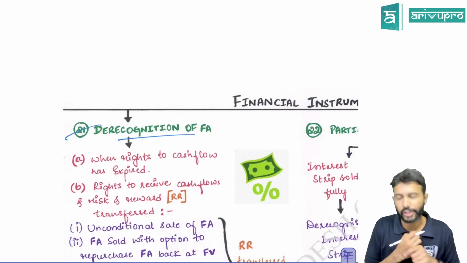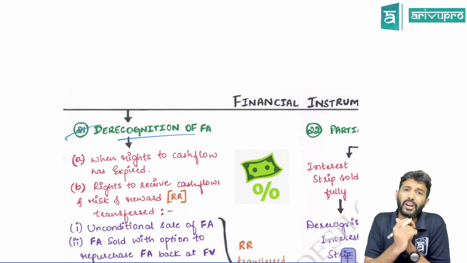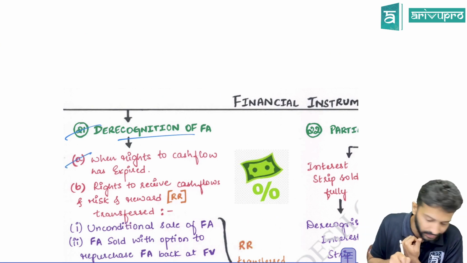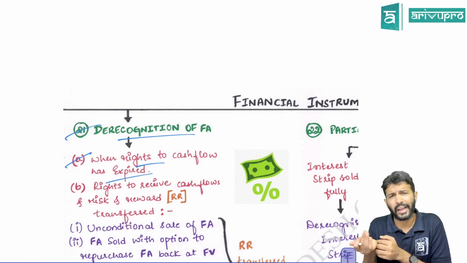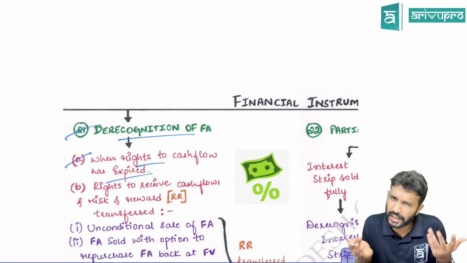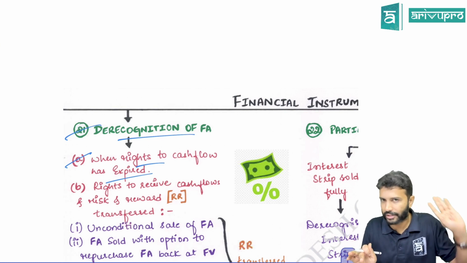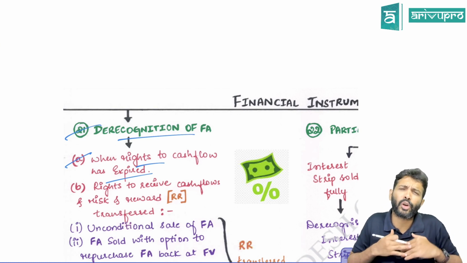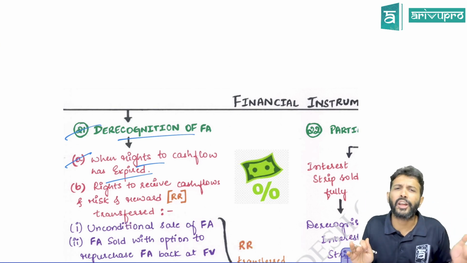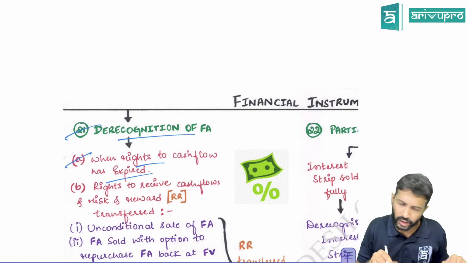Then derecognition of a financial asset. When will you cancel a financial asset? One, if your contractual right to receive the cash flow has expired. When will it expire? Let's say we have a financial asset, debtor 1 lakh. If the debtor has paid us 1 lakh, can we still collect the money? No, the right to receive the cash flow has expired. So derecognize. That is one provision. Or if we have waived off that asset, we are being generous and told the debtor we don't want your money, or bad debts. In those cases, derecognize. That is the first case.